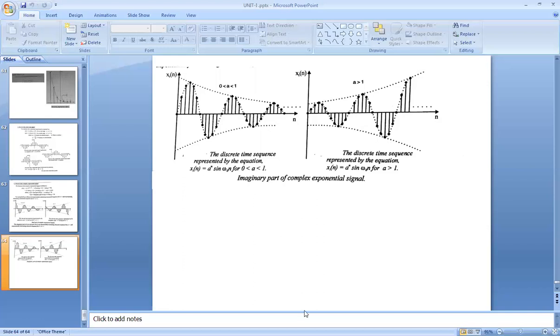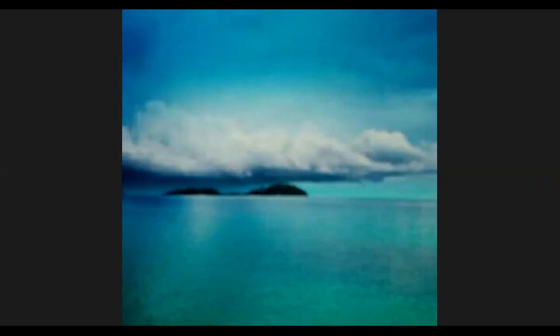Okay, now this is about the discrete time signal and its representation. Now for this time I will stop.